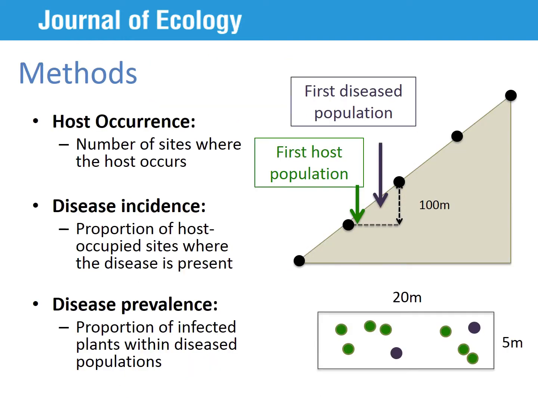Within each transect, we recorded GPS points every 100 meters in elevation. We recorded the location of the first population we encountered and the first disease population encountered at each of these 100-meter increments. Within a site, we also counted all plants within a 100 square meter area to get host density and disease prevalence. This allowed us to estimate host occurrence and density, as well as disease incidence and prevalence.